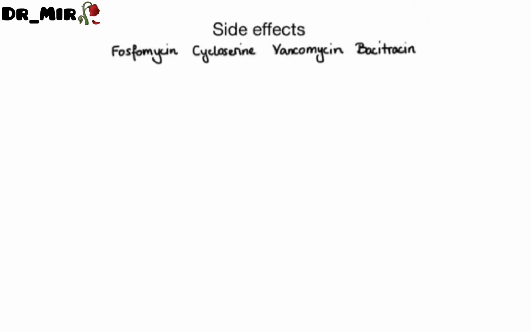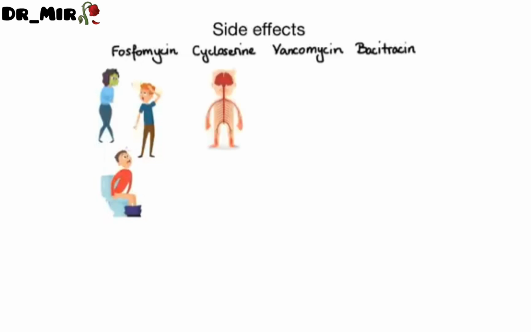So the first one, fosfomycin, is most likely to cause nausea, dizziness, headache, and diarrhea. The second one, cycloserine, has been associated with neurologic and psychiatric disturbances such as peripheral neuropathy, depression, and psychosis.